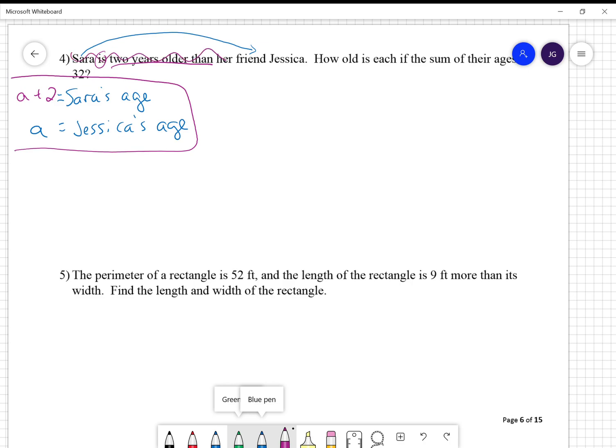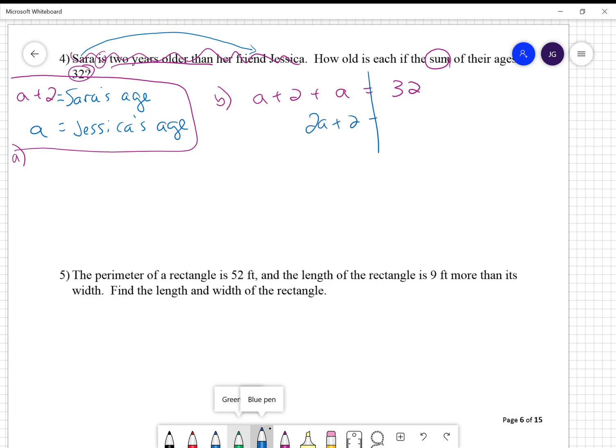Ignore this sentence. I don't need it anymore. How old is each if the sum of their ages is 32? Sum means add. Sarah plus Jessica is 32. So this would have been part A. This would be part B. Now part C is doing the math.